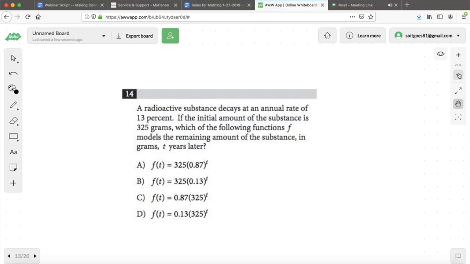Ooh. What are we solving for here, Juliana? The function that has the remaining amount of substance T years later. Yep. The function that tells us how much is remaining in the substance some number of years later. Okay, does that question make sense, Juliana? Mm-hmm.